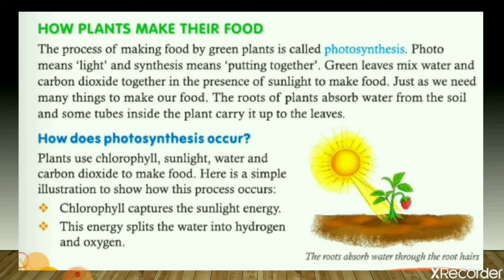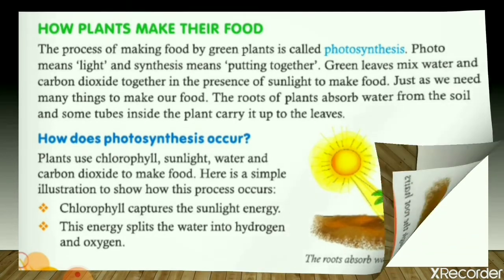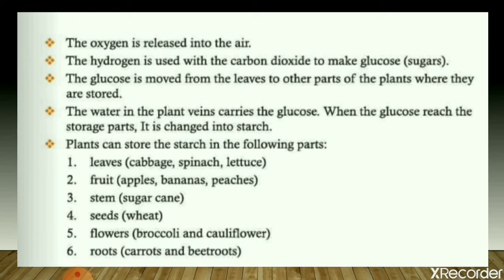Plants use chlorophyll, sunlight, water, and carbon dioxide to make food. Here is a simple illustration to show how this process occurs. First point: chlorophyll captures the sunlight energy. Next, the energy splits the water into hydrogen and oxygen. The oxygen is released into the air. The hydrogen is used with the carbon dioxide to make glucose. This glucose is the food for the plants.